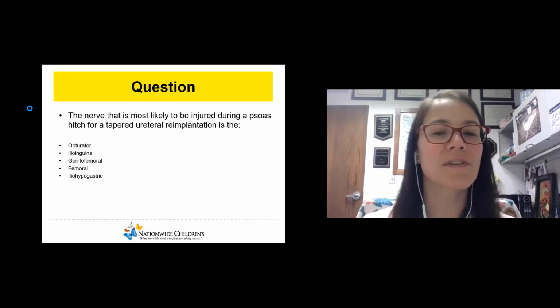So the answer is the femoral nerve, and it's just the femoral nerve runs in the psoas muscle. So maybe just a quick anatomy review during these COVID times.